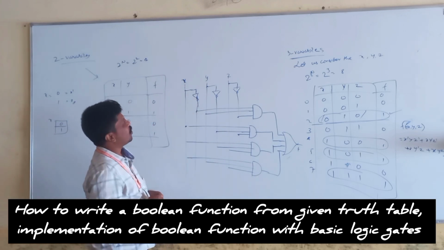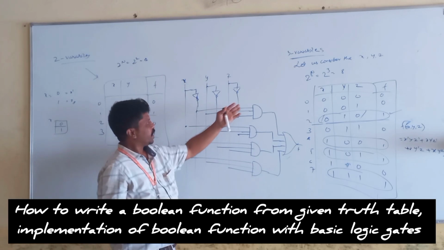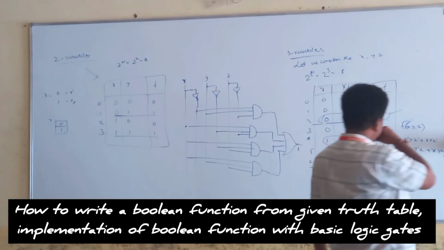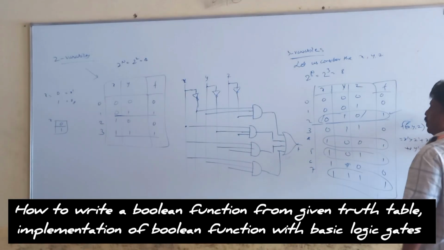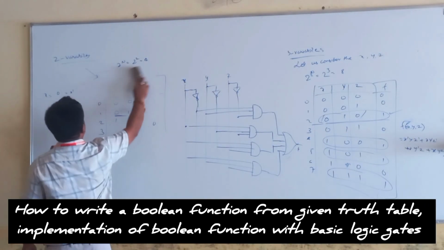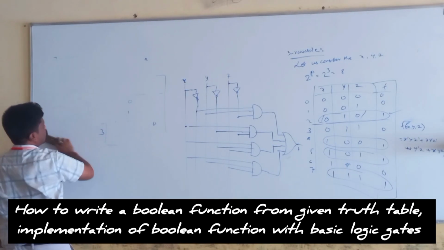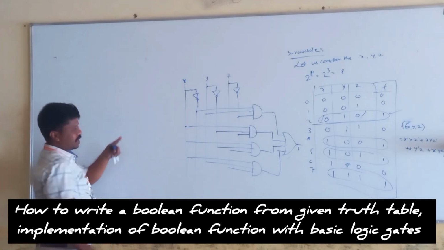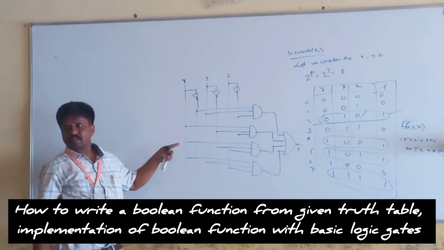Okay, this is all about the three-variable truth table. Similarly, I can also write the four-variable truth table. Shall I erase this one? Okay.